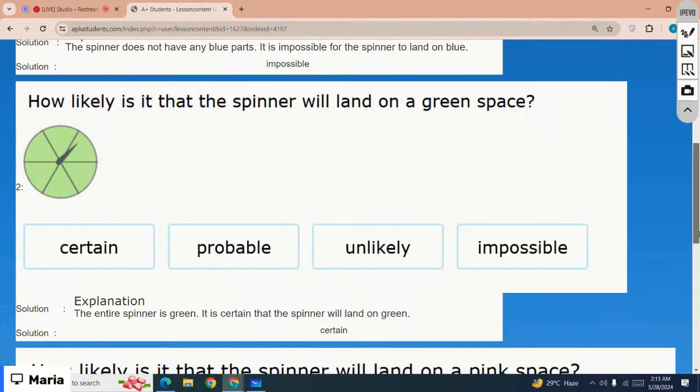Now the entire spinner is green, right? That means it is certain that the spinner will land on green because all the portions are green. Whenever you spin, it will land on green, right? Yes, that is certainly. Very good. The correct option is certain.